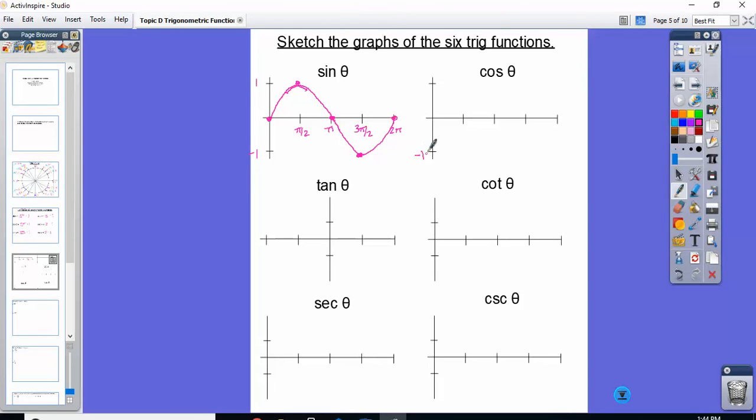Cosine is also between -1 and 1. Points pi over 2, pi, 3 pi over 2, and 2 pi. Cosine of 0 is 1. Pi over 2 is 0. At pi, cosine was -1. Back to 0 and up to 1. Nice smooth curves.